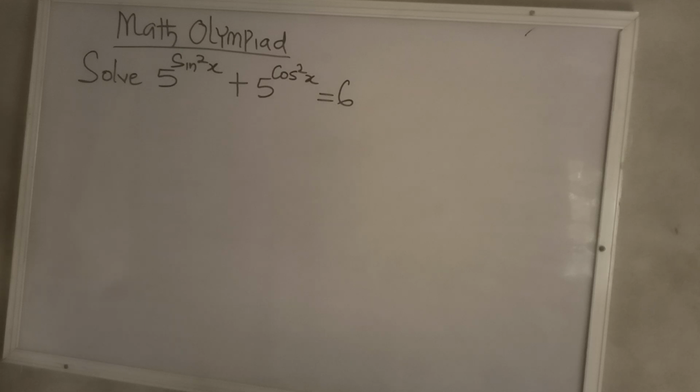In this video, I will solve a problem in Math Olympiad that says 5 raised to power sine squared x plus 5 raised to power cos squared x equals 6. Let's get started.